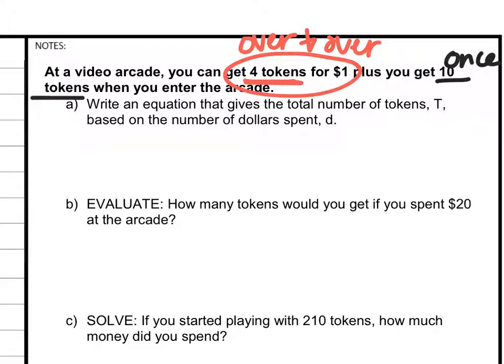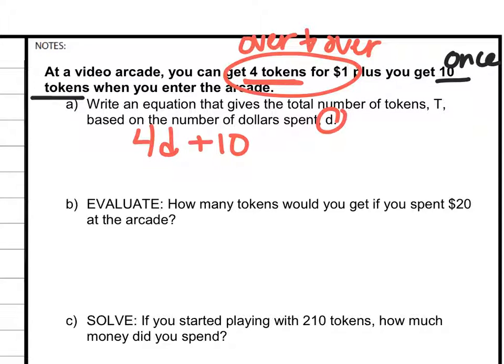So it's 4 tokens for $1, for D, because it says the dollars spent is D. That gives us a variable, use it. William Pace O'Neill, what should I do with that 10? Yeah, just tack it on. So 4 tokens for $1 plus 10 tokens when I enter the arcade. That's an expression. If I asked for an expression, you would stop there.